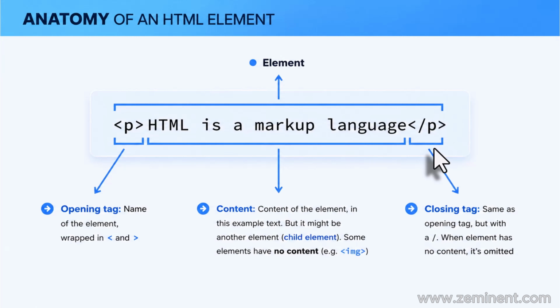Some HTML elements do not have any content. A good example is an image element. Since an image does not wrap any text or other content, it does not require a separate closing tag. We'll learn about these special elements when we start working with images later in this course. So don't worry about memorizing them right now. And that's all you need to know before we start building real web pages.